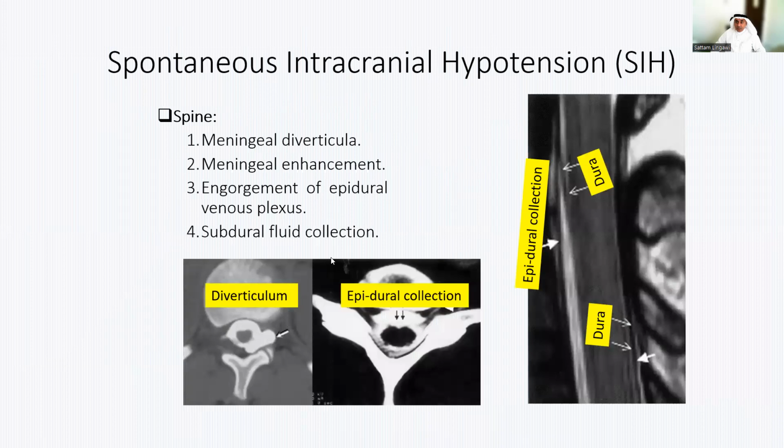How about the spine? You'll find the same findings within the spine. However, they're more subtle and more difficult to identify. This is the anterior reflection and the posterior reflection of the dura, and this is an epidural collection. Similarly, this is a thin layer of the dura, and this is an epidural collection. Then you may also see it in the form of diverticuli, particularly among patients who have connective tissue disorders such as Marfan syndrome.